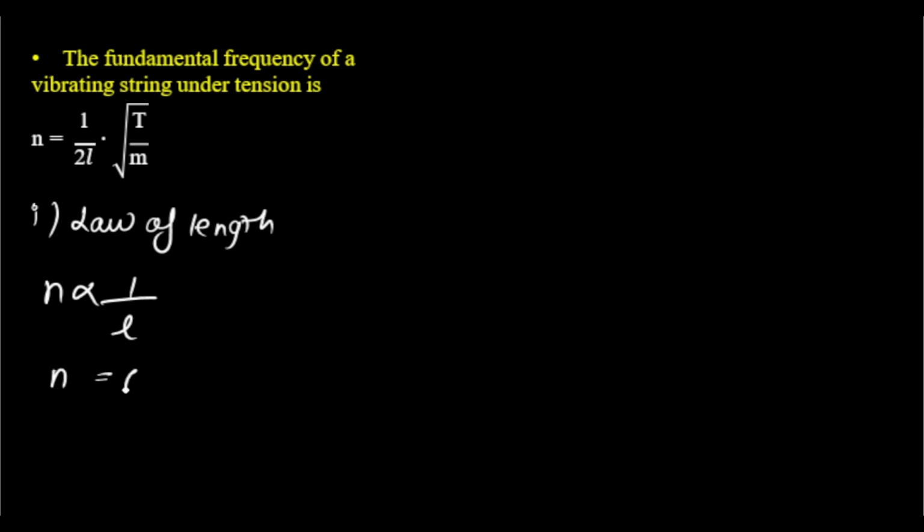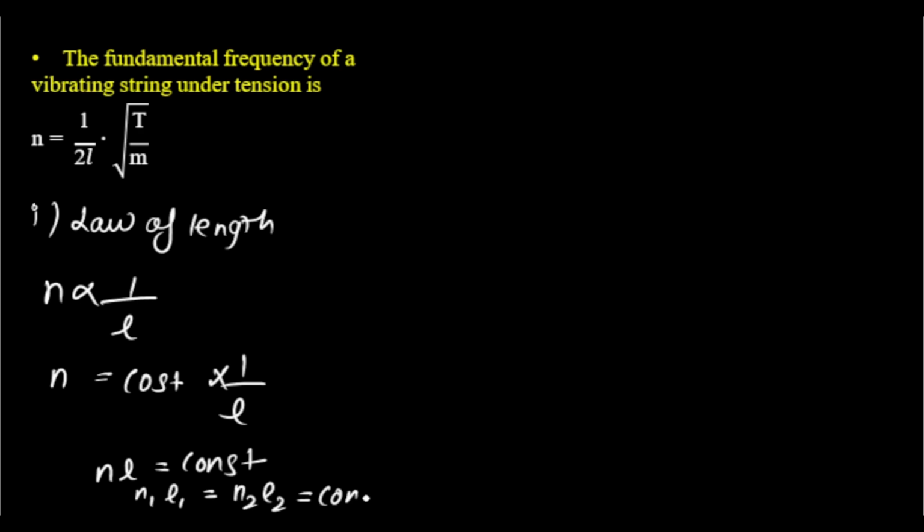Fundamental frequency of a vibrating string under tension: n is equal to 1 by 2L into root of T by m. So here, law of length: n is proportional to 1 by L, where m and T are constants. So n is equal to constant into 1 by L, so n L is equal to constant. So n1 L1 equals n2 L2 equals constant.